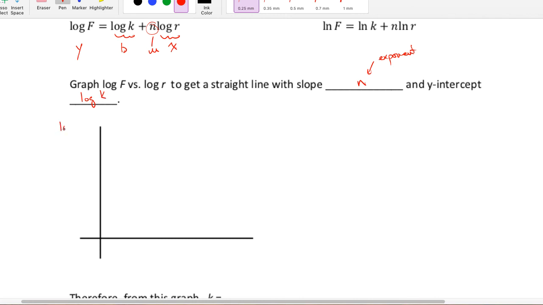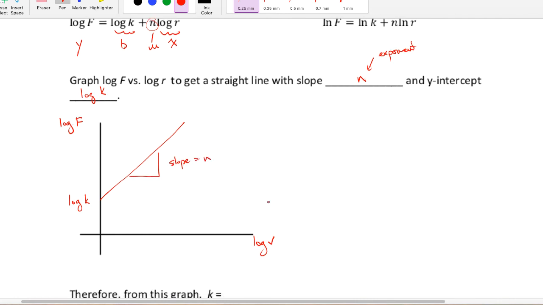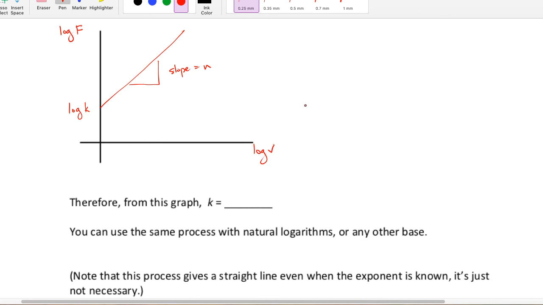Okay, so if we graph log f versus log r, let's say we get a straight line graph now, or we will get a straight line graph now. The y-intercept is going to be log k, and our slope is our mystery exponent. Now, if we want to find what k is, remember from rules of logarithms, log k is equal to, let's just call it our y-intercept now. Rearranging into an exponential statement, that means that 10 to the power of the y-intercept is equal to k. So to find k, we do 10 to the power of the y-intercept.